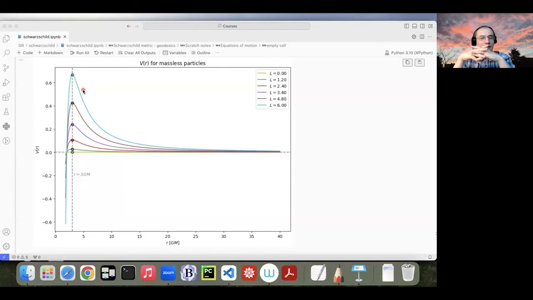This is because, as you see, the geodesics for null particles directed towards the black hole tend to wind around the black hole around r equal to 3GM before either bouncing off or falling into the black hole.